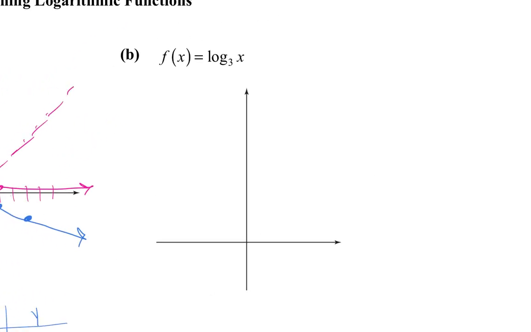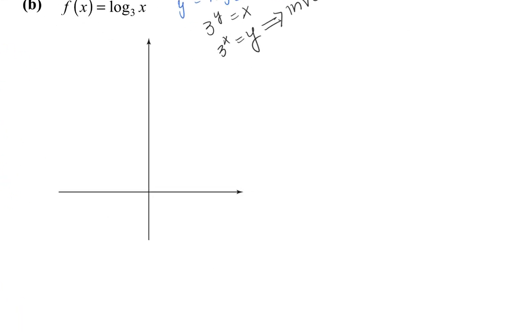So if we write it as y equals log base 3 of x, as an exponential equation that is 3 to the y equals x. If I write the inverse, it's 3 to the x equals y. So this is my inverse. I'm going to graph the inverse, get the points for the inverse, and then reverse them and create my table.